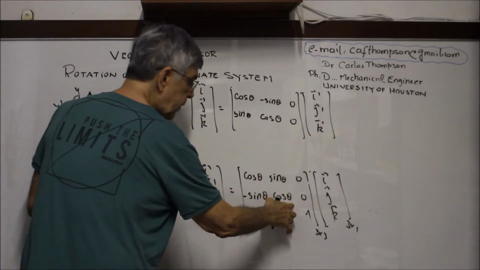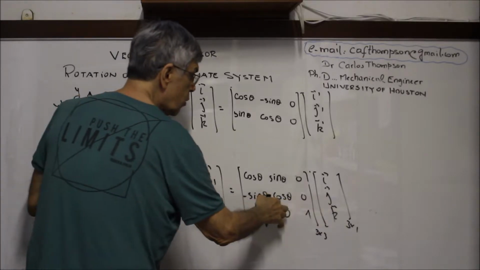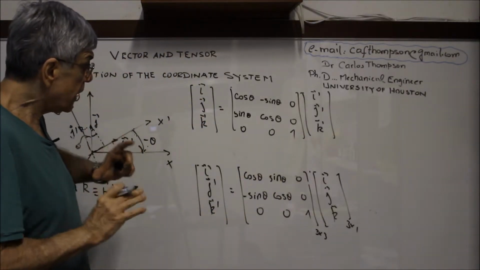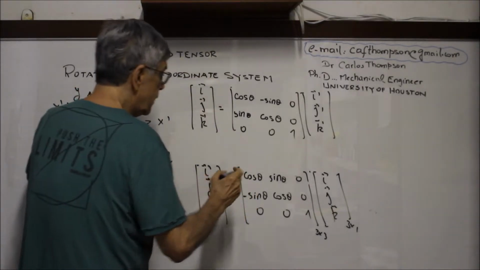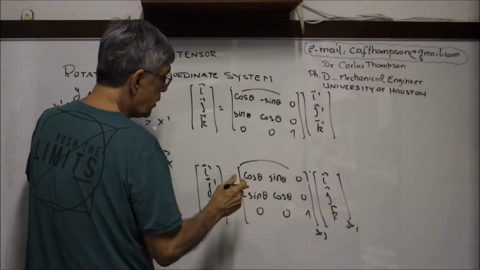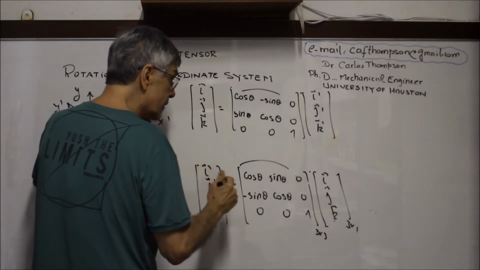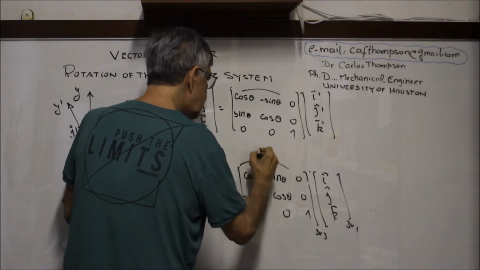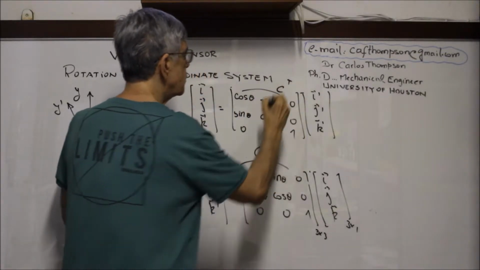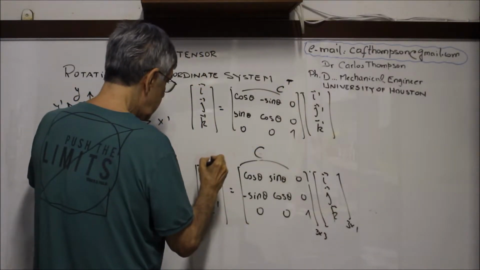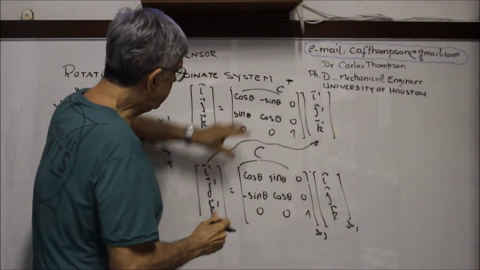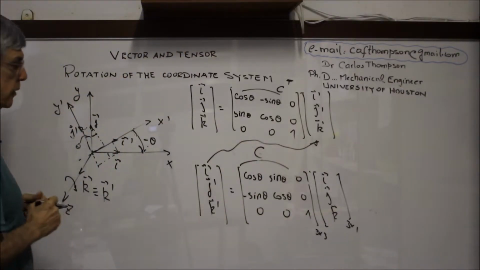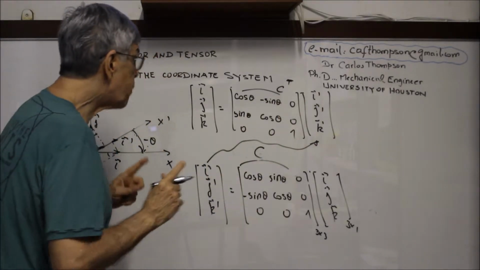So if I substitute theta by minus theta, cosine of minus theta is equal to cosine of theta. This will be 0, 0, and 1. So you can see clearly that this matrix and this matrix are inverses of each other. If I call this one C, this will be C transpose. And if you multiply this matrix times this matrix, then we will get the identity matrix. Just substitute here.